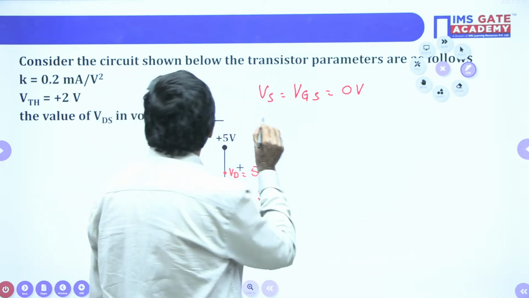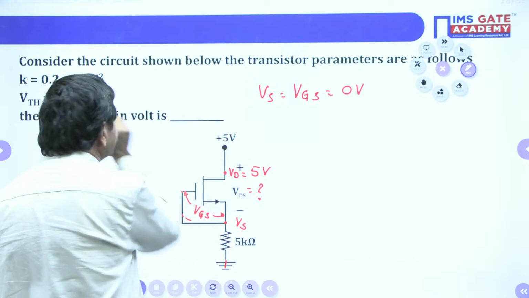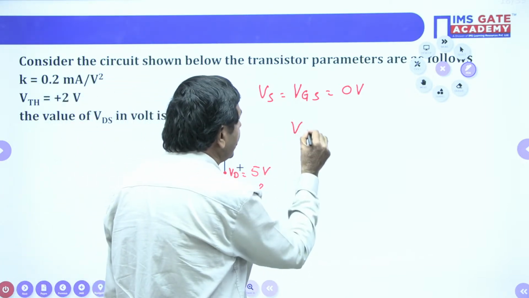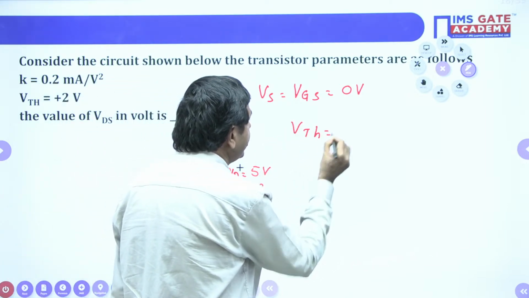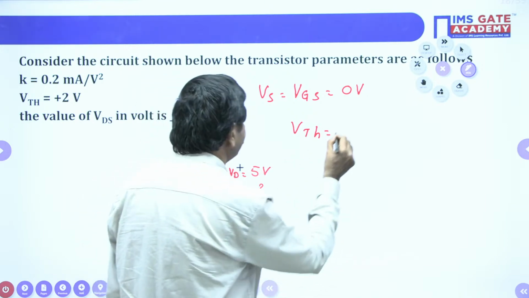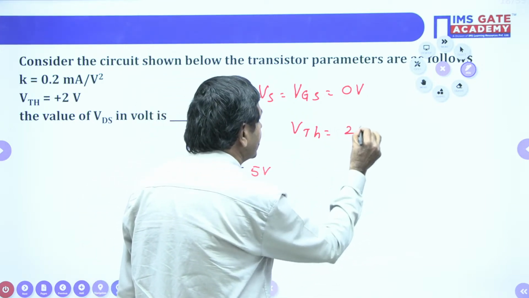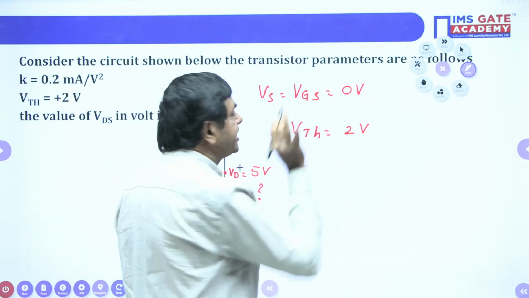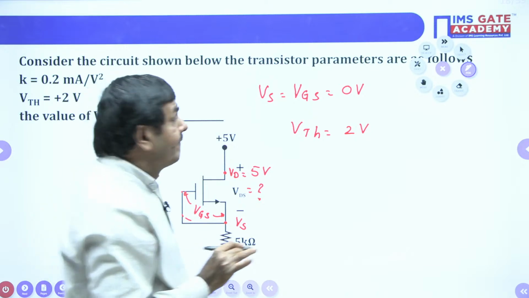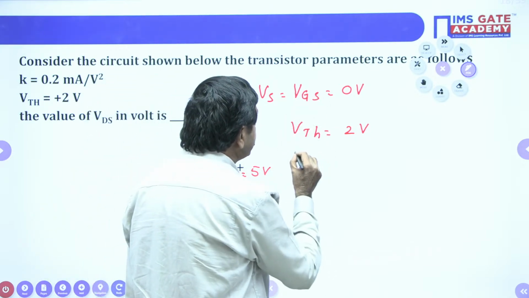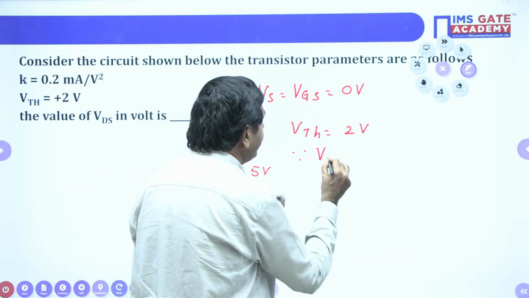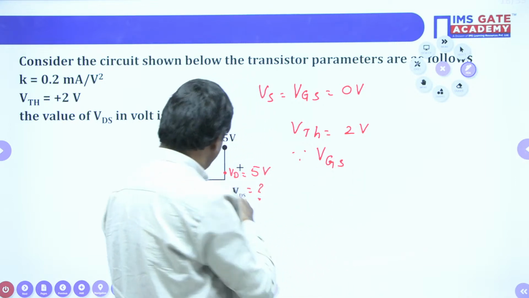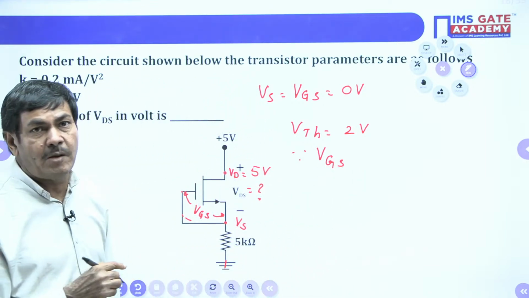In the problem, what is given here? VTH is nothing but 2 volts. That point you try to catch. VTH is the threshold voltage, given as 2 volts only. And also in the problem, VGS we got is 0 voltage itself. Whenever we compare these two, VGS must be greater, then only the MOSFET is going to operate.